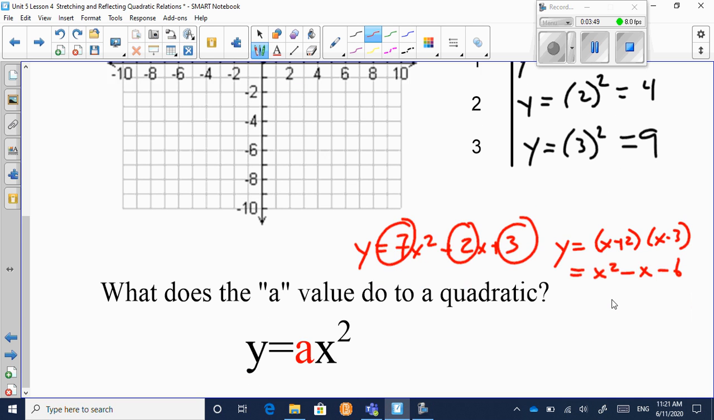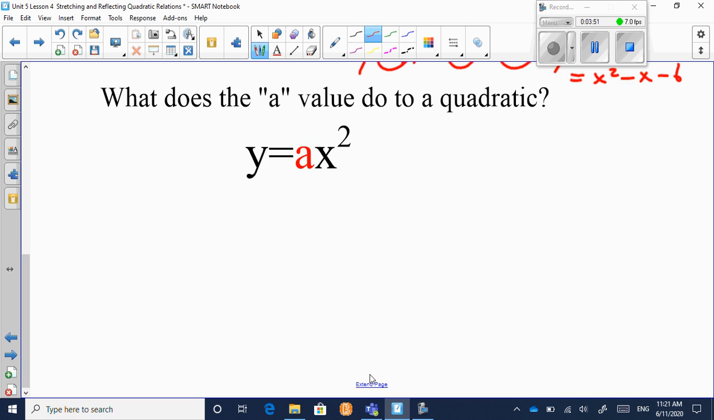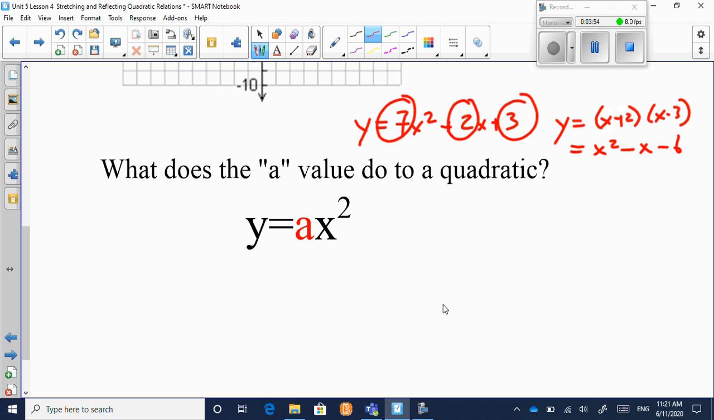Well, let's focus in on one letter. What we'd like to do today is focus in on the value that's in front of the x squared. We've called it a before, and so we'll stick with that. You saw it when we did the quadratic equation: ax squared plus bx plus c. So anyway, we're working on the a. What does the a do to a quadratic? That's the goal.